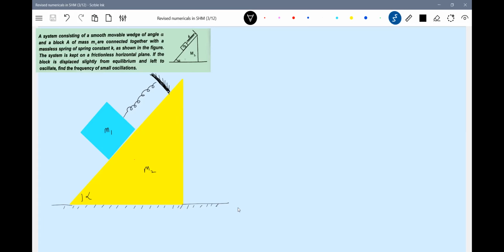What has to be done for this? The approach is very important. What approach has to be taken? Look at the one end of the spring is connected to the block. The other end is connected to a wall, and that wall is in turn connected to the wedge.